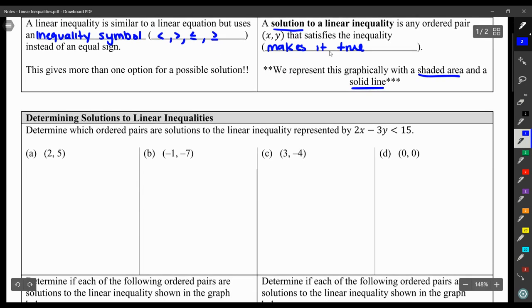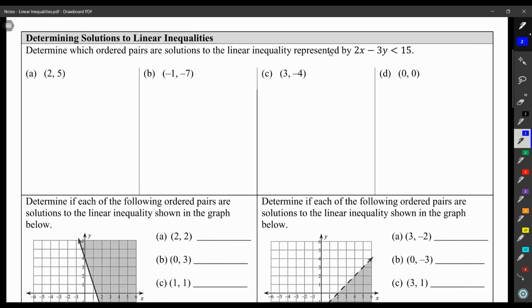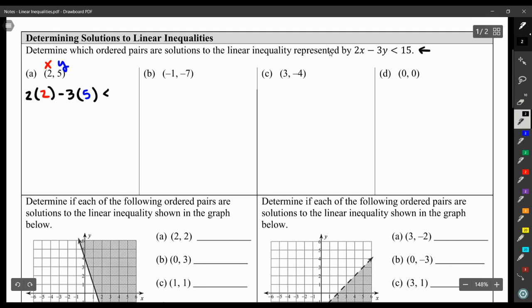Before we start talking about the graphs, let's talk about the mathematical process of determining a solution. Determine which ordered pairs are solutions to the inequality 2x minus 3y less than 15. We're going to take the x value and the y value of the coordinate and substitute them into this inequality. So 2 times the x coordinate, which is 2, minus 3 times the y coordinate, which is 5, less than 15.